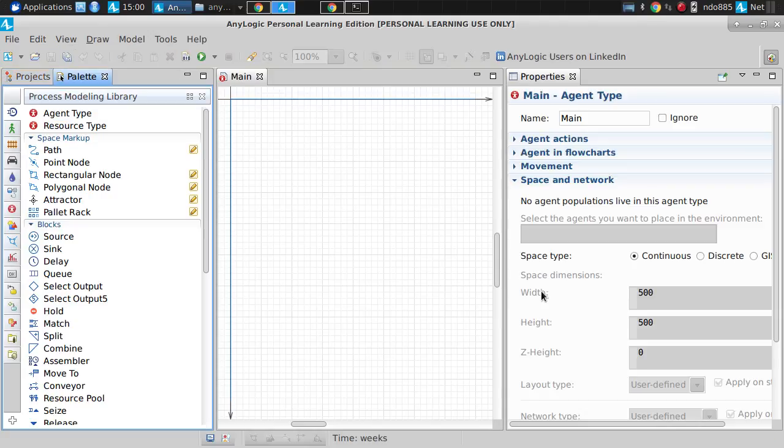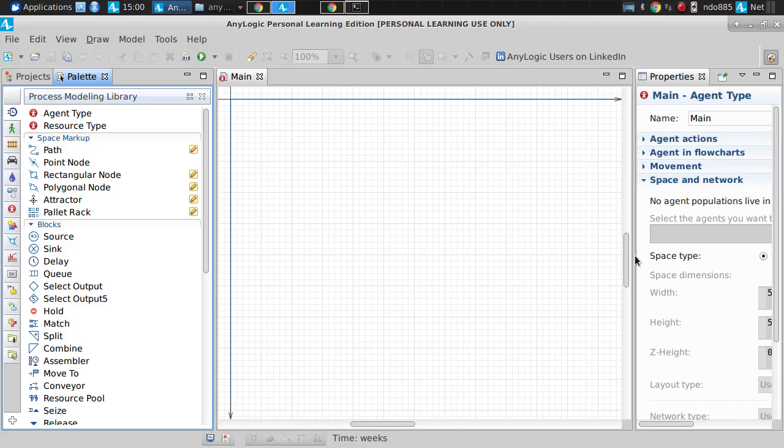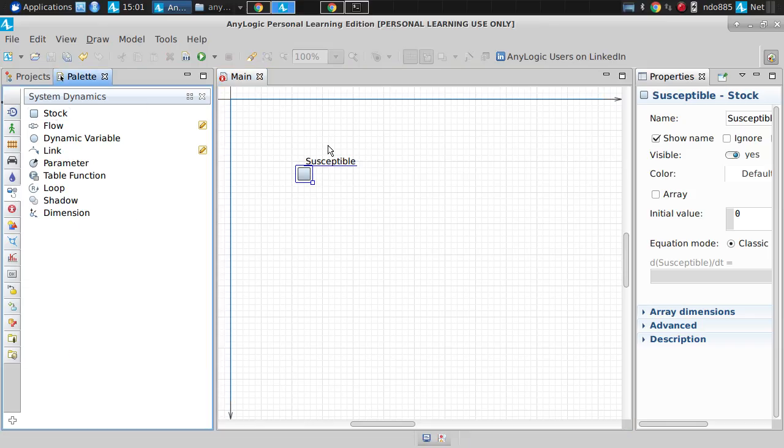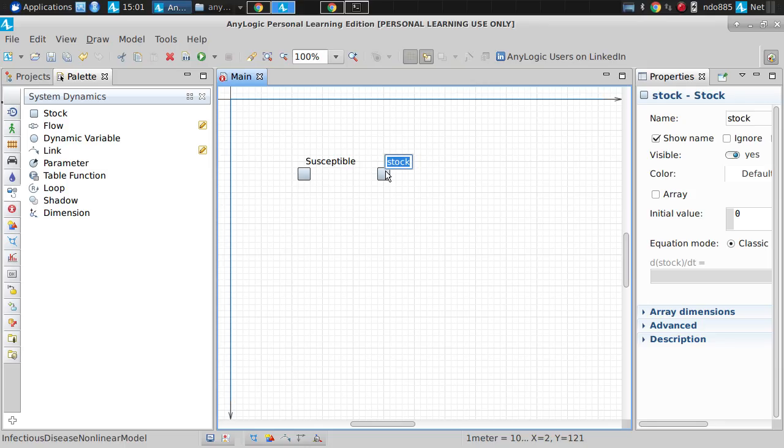Now, we're going to start to drag in some stocks. Okay. This model is going to be one which exhibits some distinctive behaviors, and I'd like to put this in place. So one of these is going to be, we're going to drag in a stock called susceptible. Okay. Okay, so where do we go for stocks? We go to this system dynamics palette down here under the fluid library, and we drag in stocks. Okay. Next, we are going to drag in one called infective.